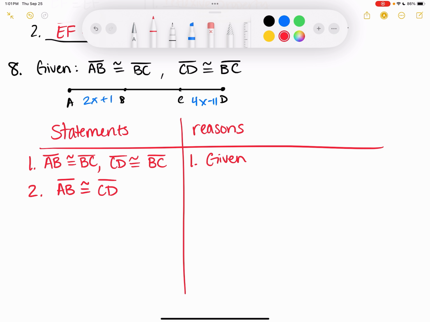It's one of our properties. Yep, transitive property. So this is the transitive property of segment congruence.